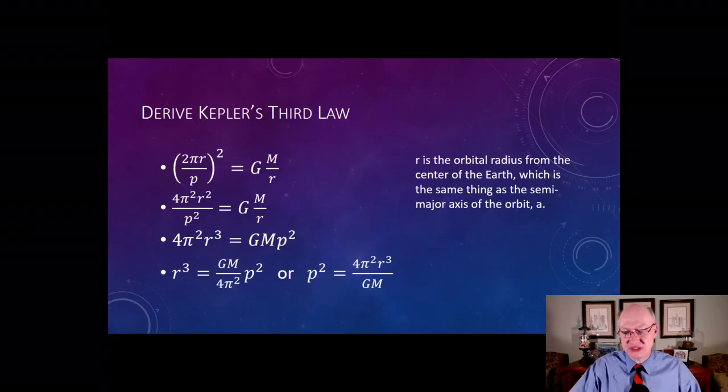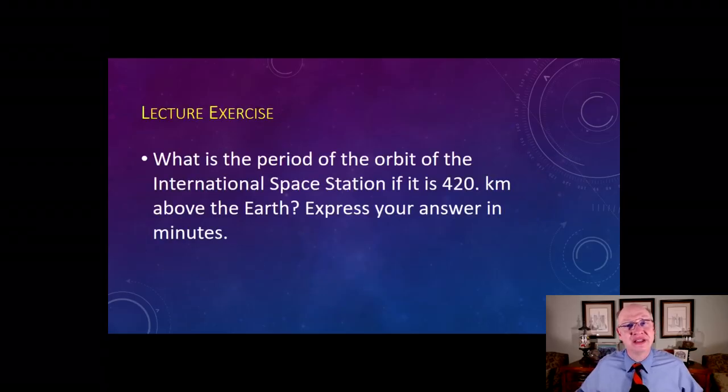So let's do an example with this. Here's a lecture exercise. What is the period of the orbit of the International Space Station if it's 420 kilometers above the Earth? I want you to express your answer in minutes. So use Kepler's law as you just saw it, Newton's version of Kepler's law.